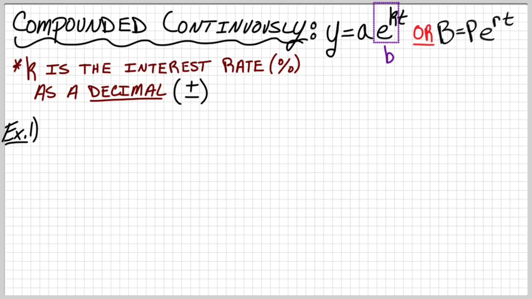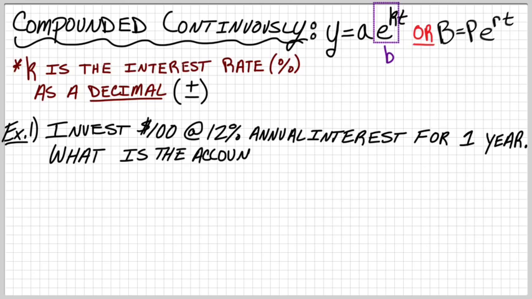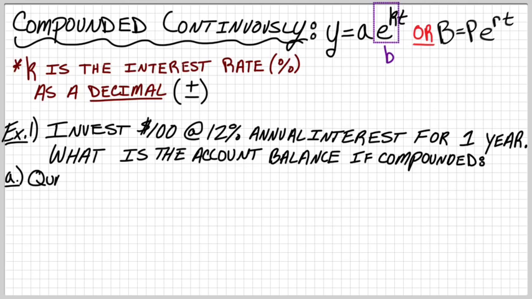So let's look at the first example here. You invest $100 at 12% annual interest for 1 year. So we're going to make a comparison. What's the account balance if compounded, well, part A, I want to look at quarterly. So what would the account balance be if it was compounded quarterly for 1 year, 12% annual interest, and the initial investment is $100?